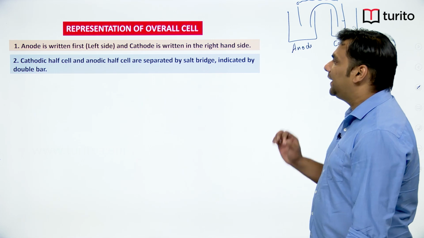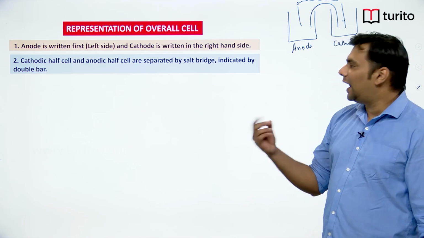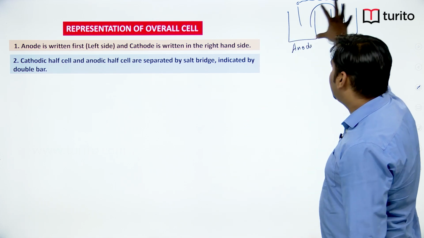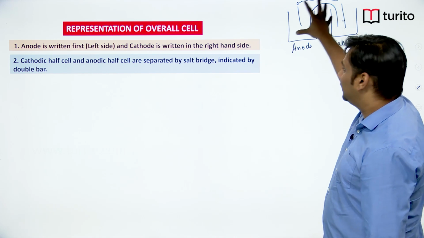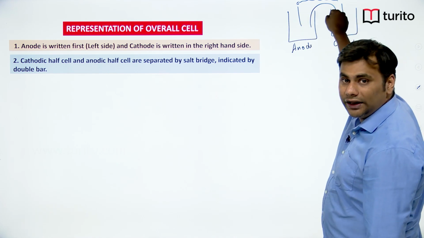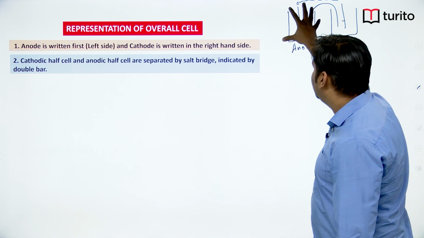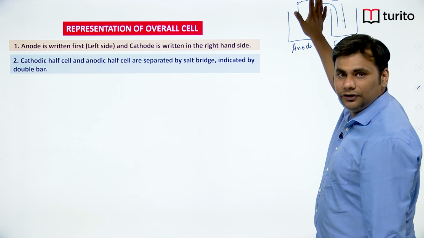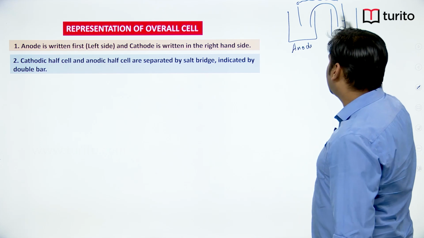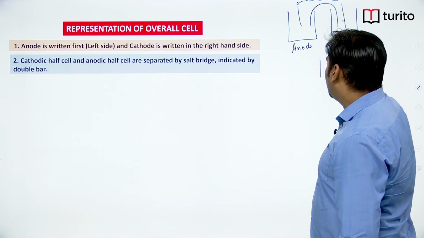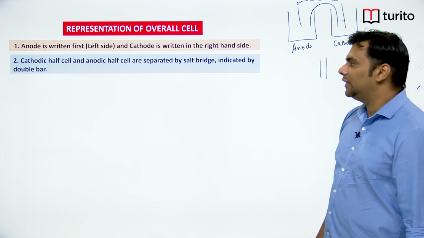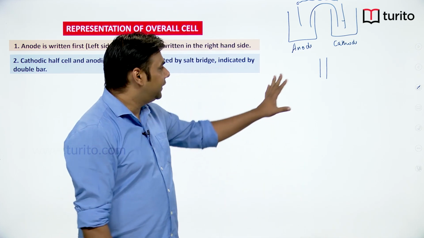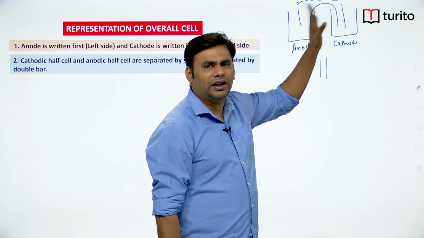The second point is cathodic half cell and anodic half cell are separated by a salt bridge. You can see that the anodic half and cathodic half are two separate half cells. This is called one half cell, this is called one half cell. We join them and we get the overall cell. These two cells are separated, or connected, by a salt bridge. Whenever it is the case, we represent it by a double bar.